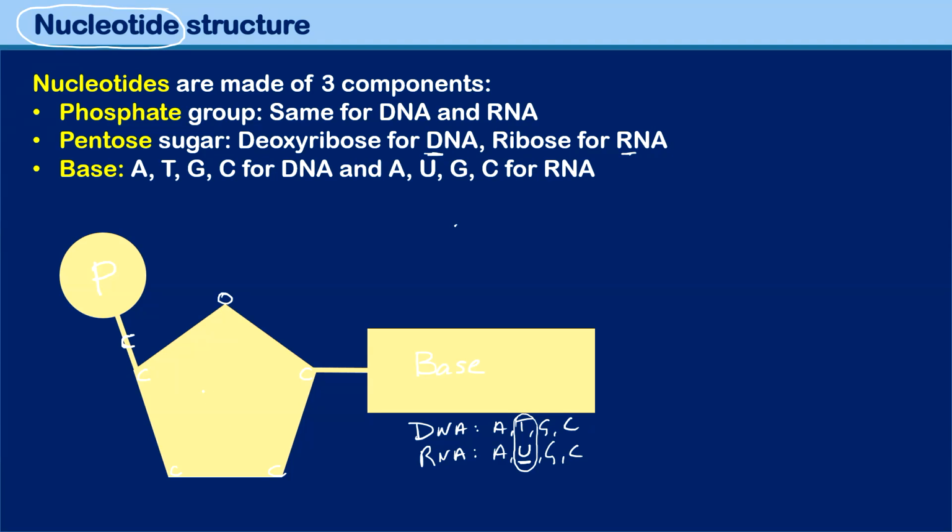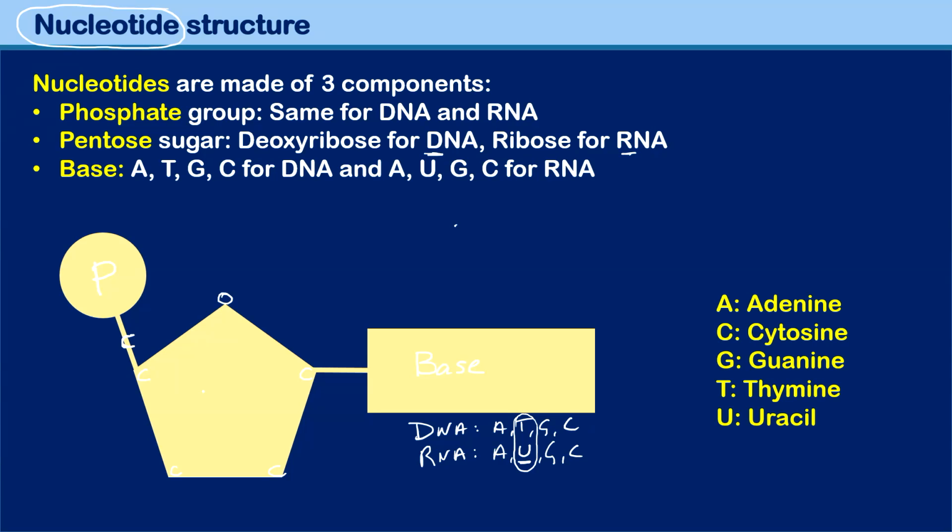So what do these letters stand for? The A, T, G, C, or A, U, G, C. A stands for adenine, C for cytosine, G for guanine, T for thymine, that's the one that we have in DNA, and U is for uracil, the one for RNA. So A, C and G are for both DNA and RNA, and T is only for DNA, and U is only for RNA.